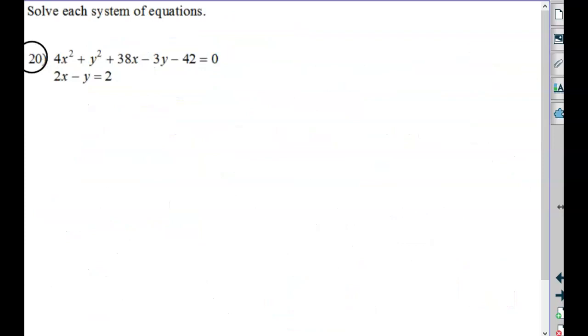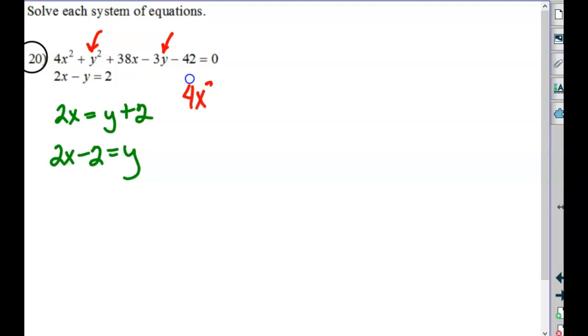One more. What do you want to do here? Last one for the day. If I add the y over to the other side, and what else? Subtract 2. Anybody getting y equals 2x minus 2? Okay. Yep, we're going to plug it in for all the y's. So we're going to plug it in here and here.